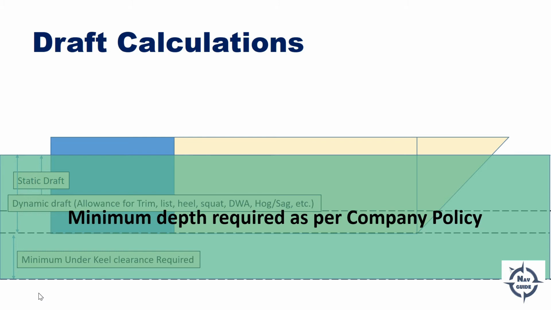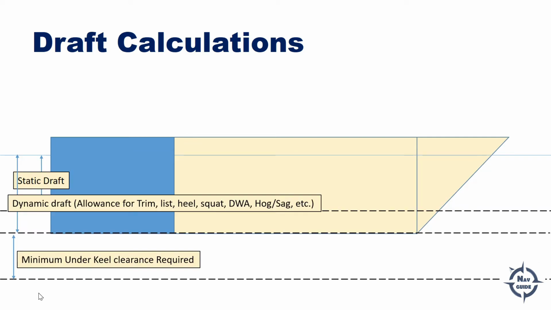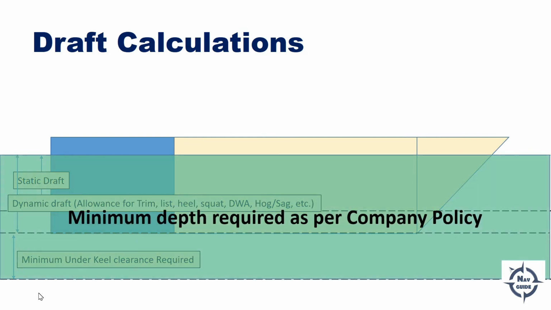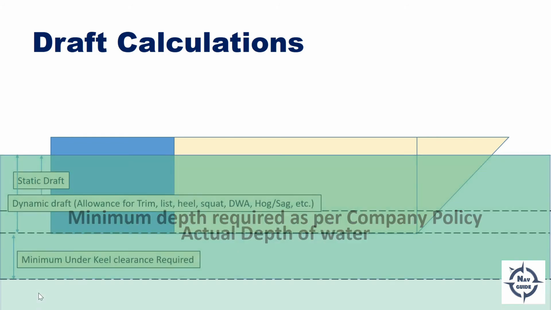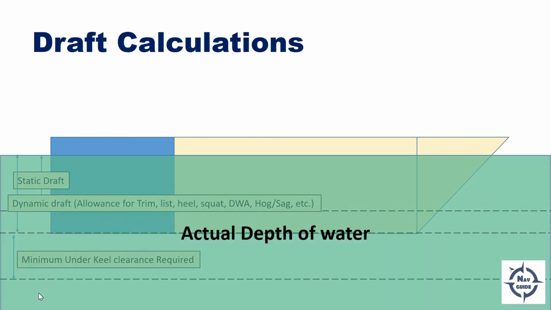Think about this. This is pretty simple to understand, right? You had a dynamic draft, which is the draft of the ship after all the allowances. To that you added the minimum UKC. So obviously this is the minimum depth required as per the company policy. Now how much is the actual depth of water which you can expect in a certain area? You have to calculate that before you go there. How do you calculate that?